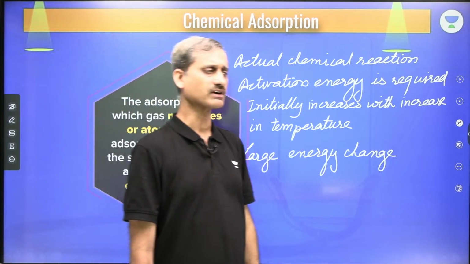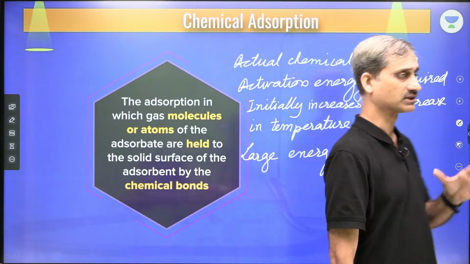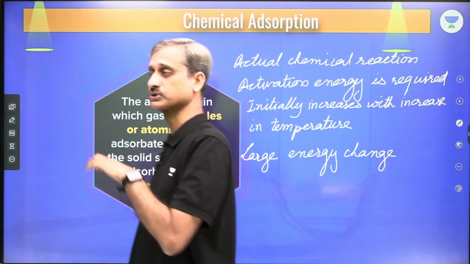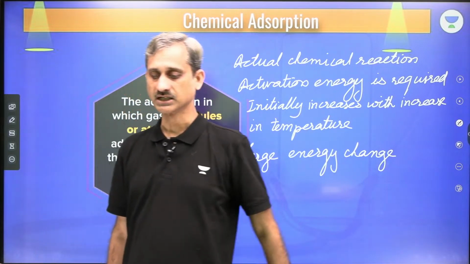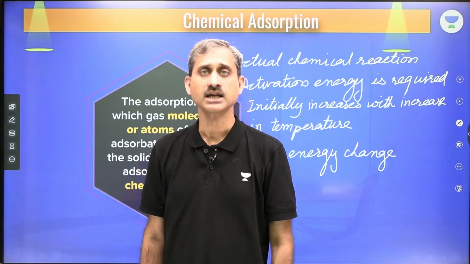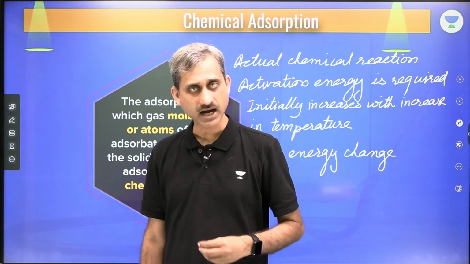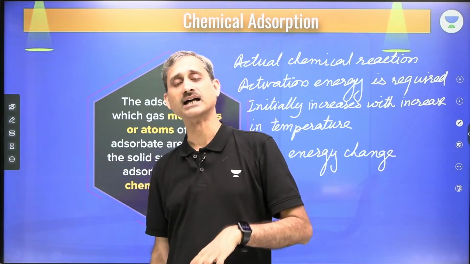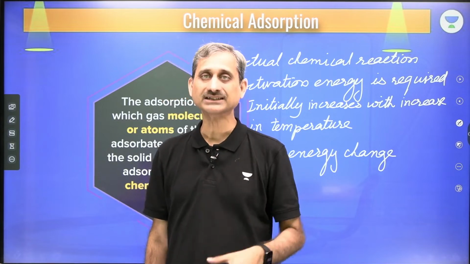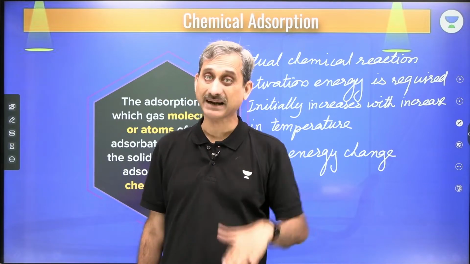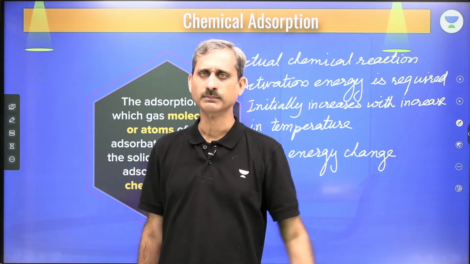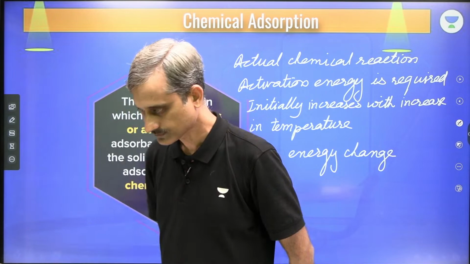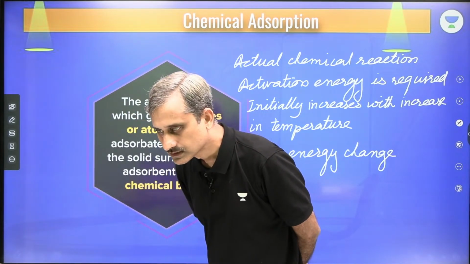Most of the times you would have heard that chemical adsorption is irreversible, but nobody would have told you the reason why. Chemical adsorption is irreversible because the energy change required to desorb the chemical adsorption is more than the energy required to melt or decompose the adsorbent itself. So the adsorbent decomposes even before the desorption takes place. Is this clear?